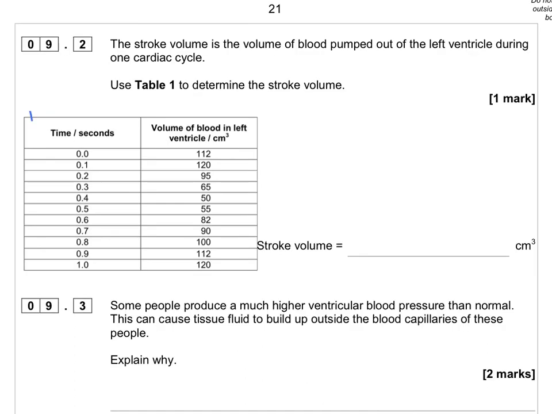Question 9.2, it says the stroke volume is the volume of blood pumped out of the left ventricle during 1 cardiac cycle. And it asks you to use table 1, which I've copied down here, to determine the stroke volume. So you take the maximum amount of blood per centimeters cubed and take it away from the minimum. So that will give you a stroke volume of 70 centimeters cubed.